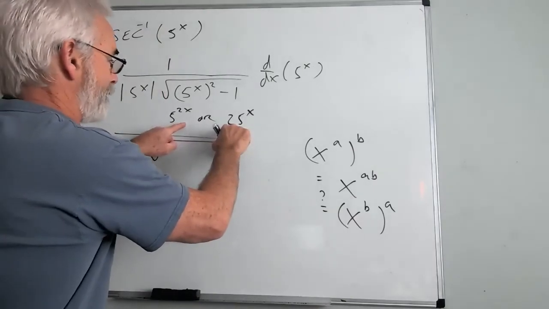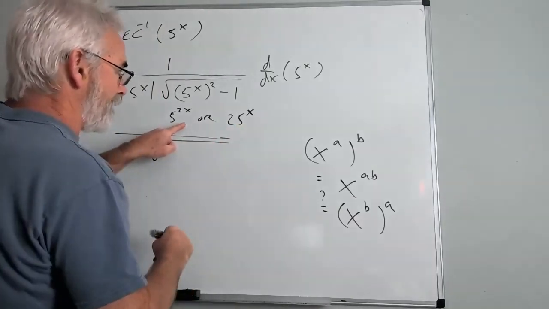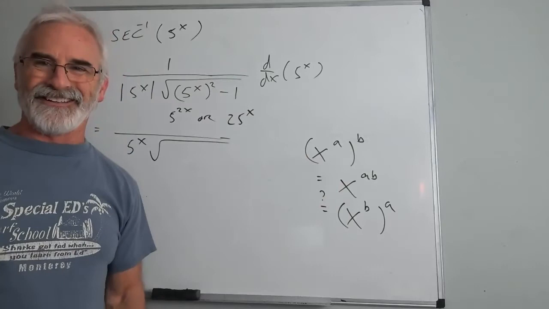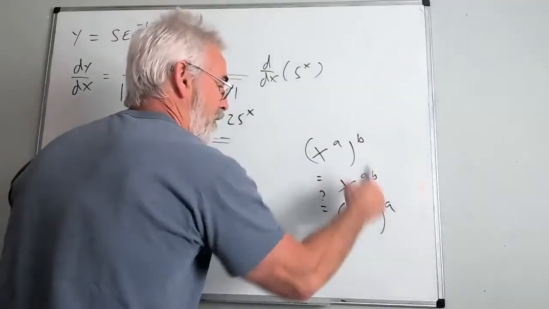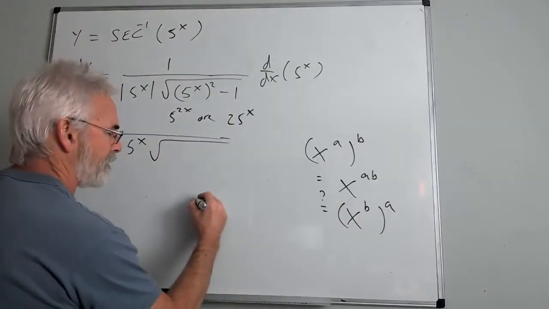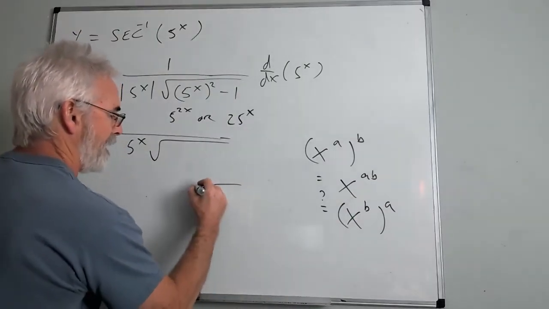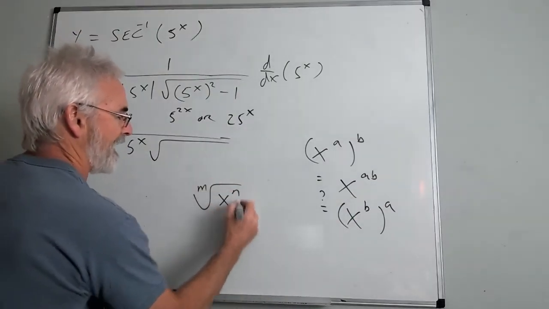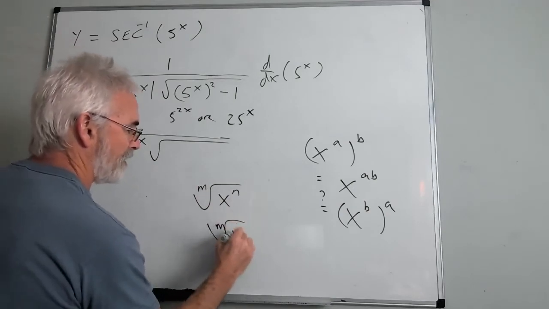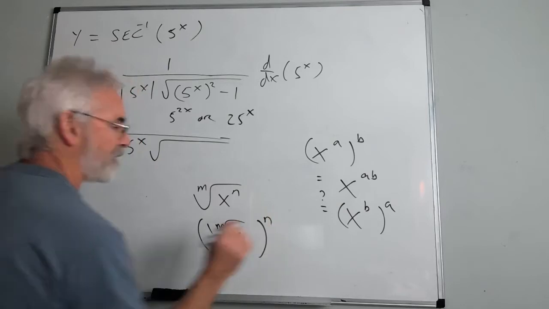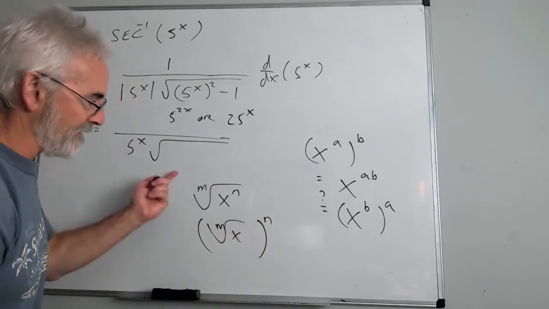The only thing you can't do is say 25 to the 2x. You can't do both of them. So this is absolutely always true. Another way of thinking about that with roots, if I said the mth root of x to the n, isn't that the same as the mth root of x all raised to the nth power? Aren't these exactly the same statement?